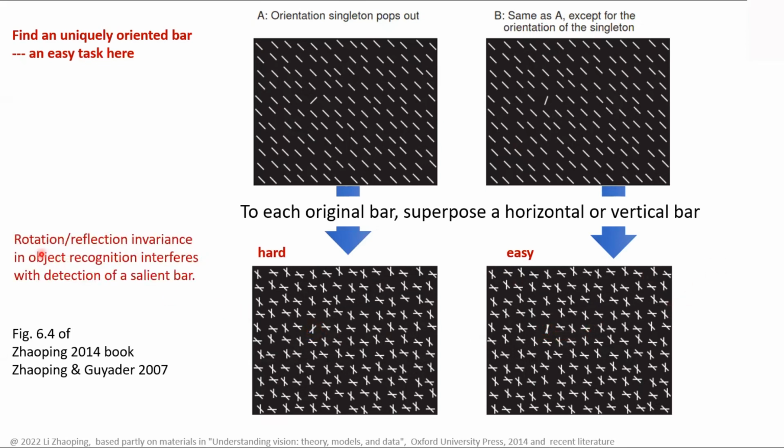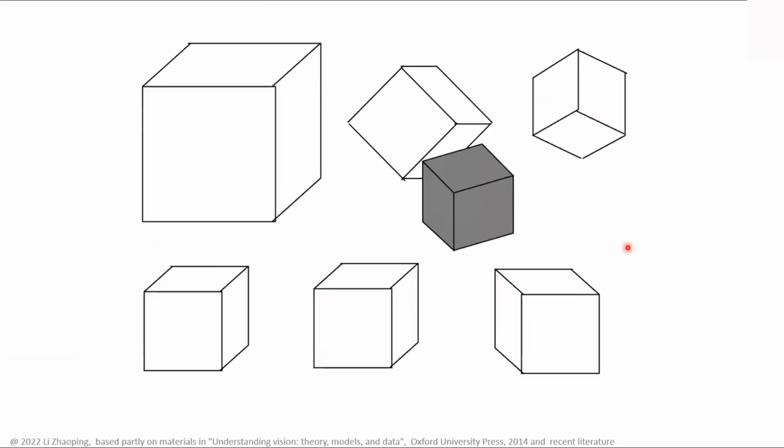It turns out that we have rotation and reflection invariance in object recognition that interferes with detecting a unique salient bar, because this is a letter X-like shape. It looks exactly the same in shape as the neighboring items, except rotated and reflected, and that confused us. But this is a skinny X, so it doesn't confuse us. So therefore, our decoding is reflection and rotation invariant. That's interesting, yeah? We have viewpoint invariance in our decoding, lighting invariance, size invariance and so on.